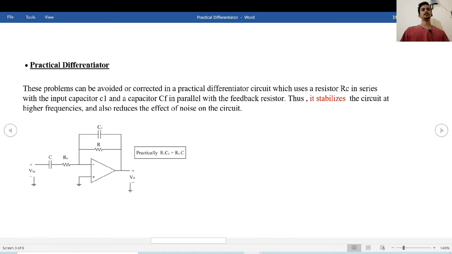The practical differentiator circuit uses a resistor R1 in series with the input capacitor C1, and a feedback capacitor CF in parallel with the feedback resistor RF. Thus it stabilizes the circuit at higher frequencies and also reduces the effect of noise. So let's see the frequency response of both circuits.